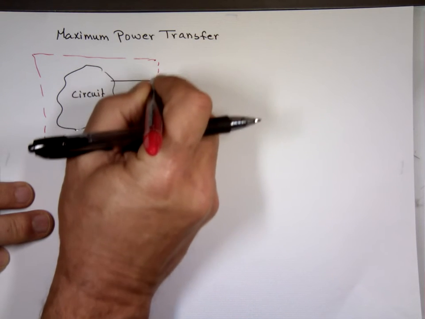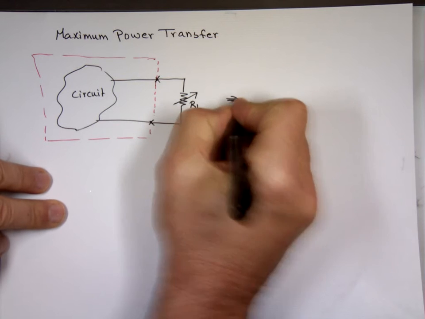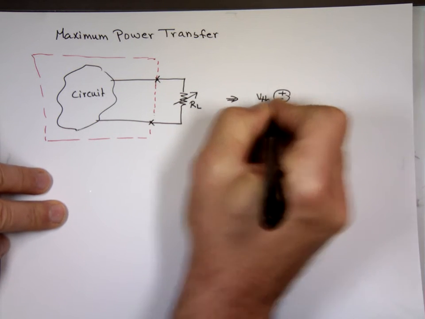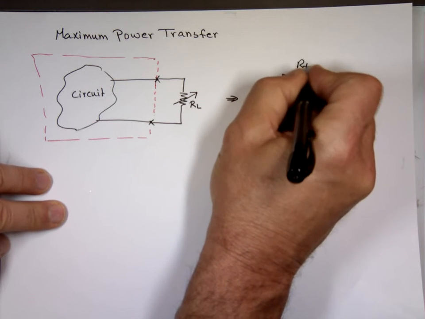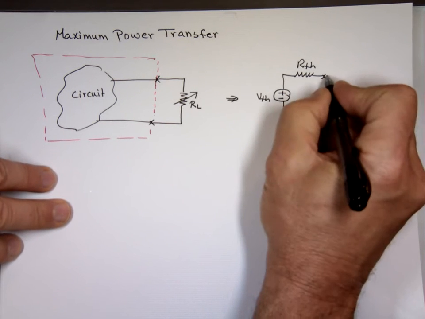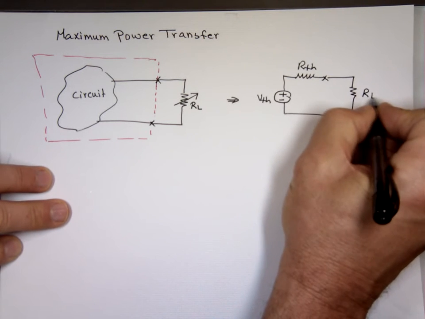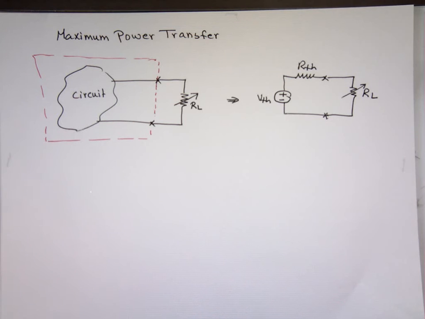So I can cut this circuit there and replace it with the Thevenin equivalent, and that's V Thevenin, R Thevenin, and this is my R sub L. This is where I cut it. And I'll go through that and try to derive what the maximum power transfer to the load will be.